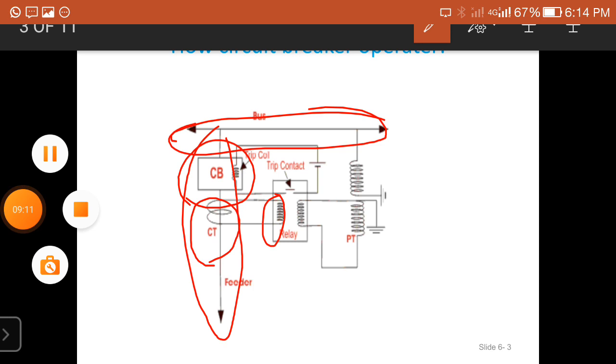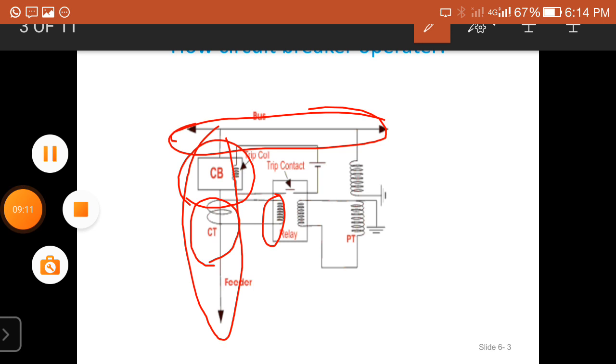This is the arc splitters, and this is the bimetallic strip. This is the latch point. By using this latch point, we connect the bimetallic strip. And this is the operating mechanism, that means the switching operation. This is the operating lever, and this is the tripping coil.